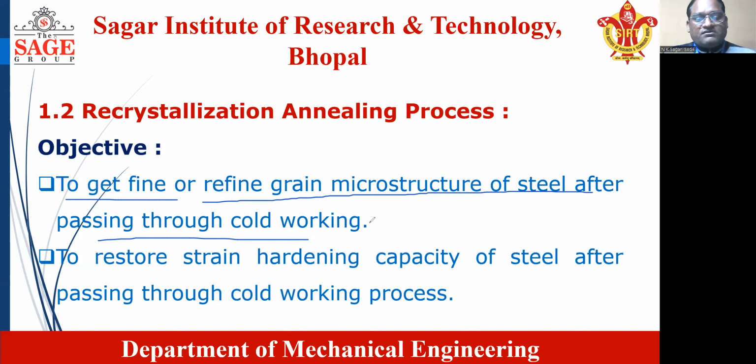So, how to refine the grain microstructure? Recrystallization annealing process is one of the methods that refines the grain microstructure of the steel. The second objective is to restore the strain hardening capacity of steel if the steel has gone through the cold working process. So these are the two objectives of the recrystallization annealing process. One is to refine the grain structure. Second, to restore the strain hardening capacity.